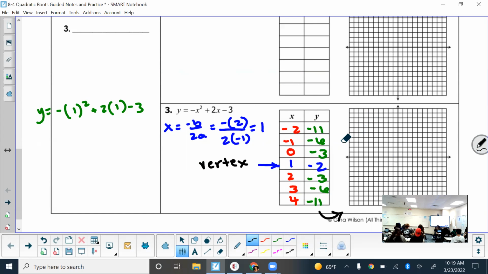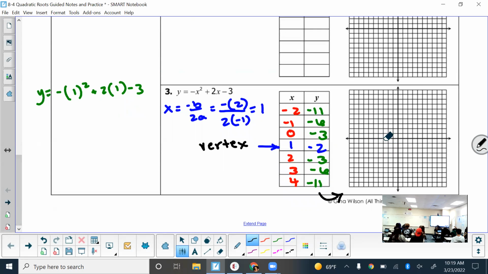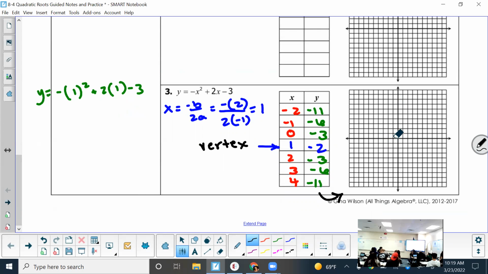Can I put -2, -11 on this? No, because it doesn't fit. It would be like down here. So just skip that one. You can plot -1, -6, which would be there. 0, -3, 1, -2, 2, -3, 3, -6, and then the other one you can't do. 4, -11 would be done.